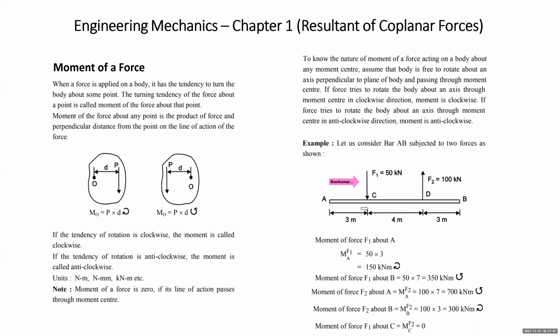Because the line of action of the force is passing through the moment center, so there won't be any perpendicular distance. That's why the moment of force F1 about C is 0. Identically, the moment of force F2 about D will be 0 because the line of action is passing through it.